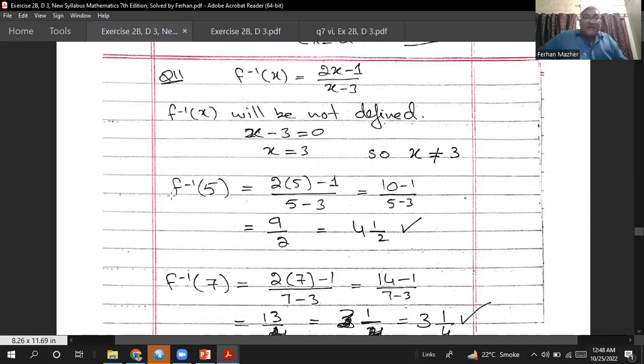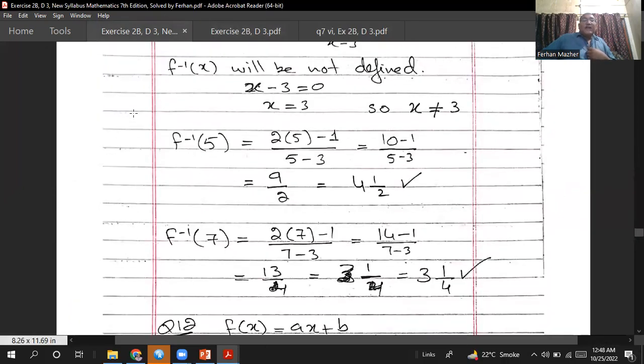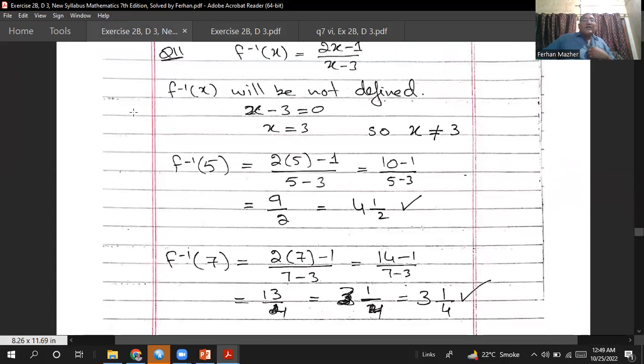So now you know the formula of f inverse of x. The question is, find the f inverse of 5 and f inverse of 7. Very simple. So the f inverse of 5 will be, in the inverse formula, 2 bracket 5 minus 1 divided by 5 minus 3. So it will be 10 minus 1 divided by 5 minus 3. So it will be 9 by 2. So that will be 4 whole 1 by 2.